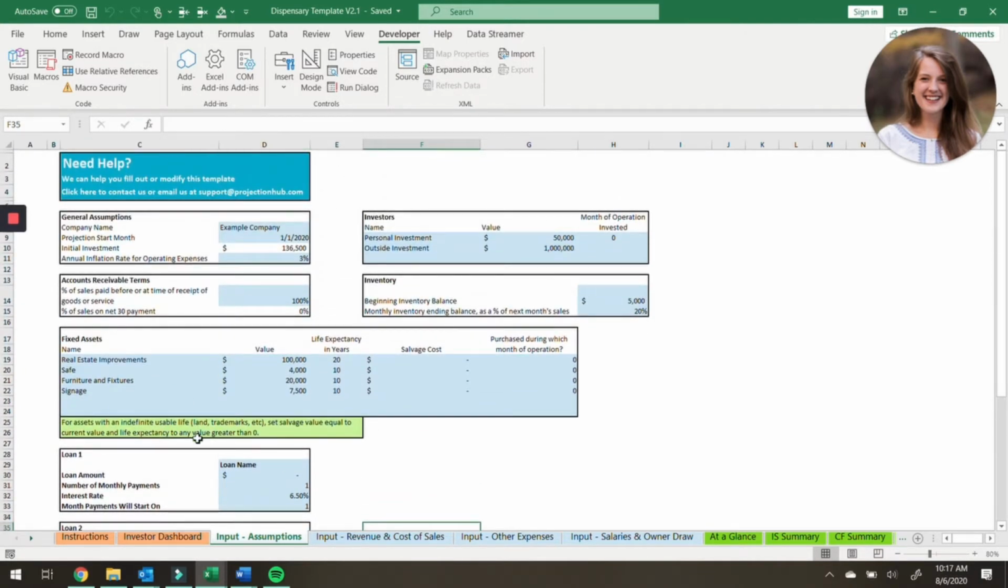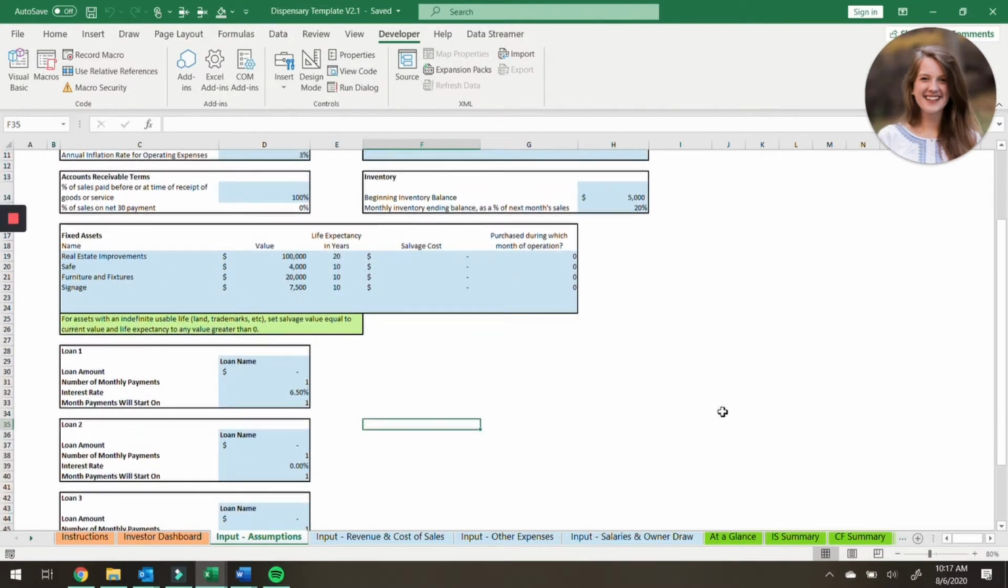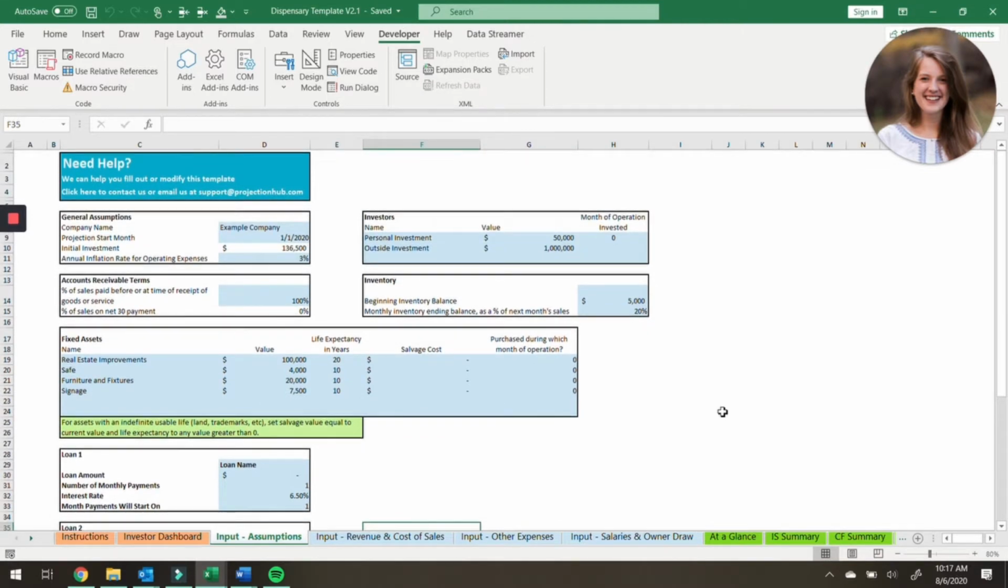You'll see that there's already data in these light blue cells, and this is just example data to show you how to format it or to direct you where you need to input data. It's by no means an industry standard or recommended amounts. It's just to direct you to the right area.